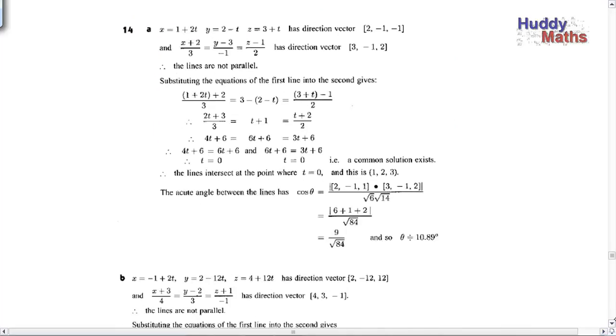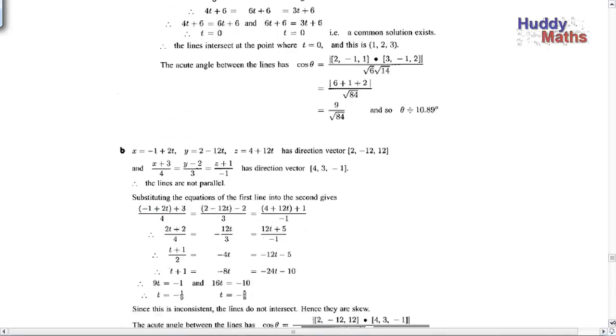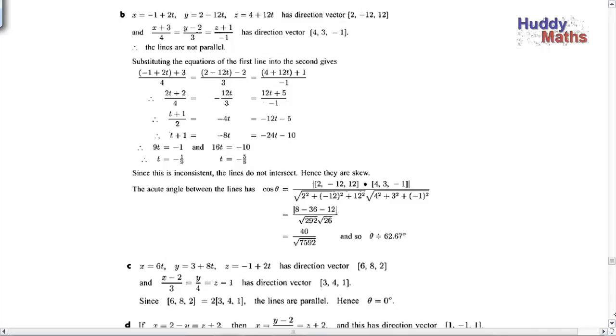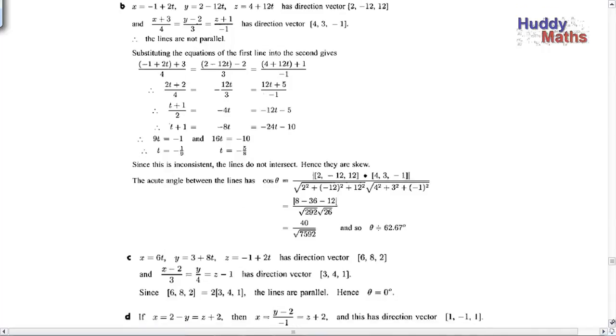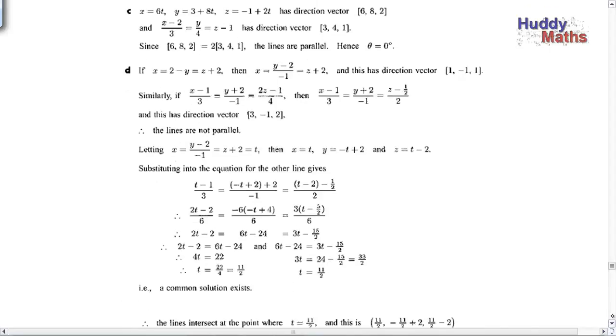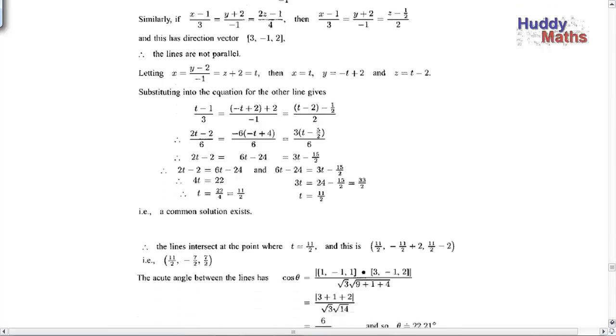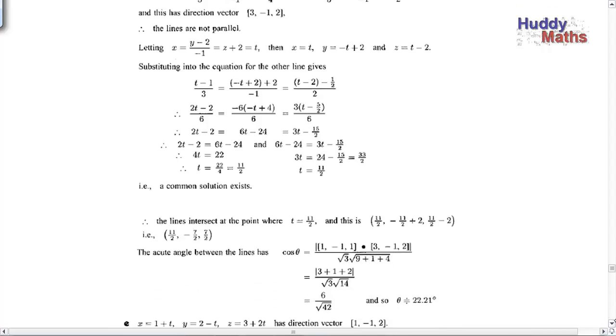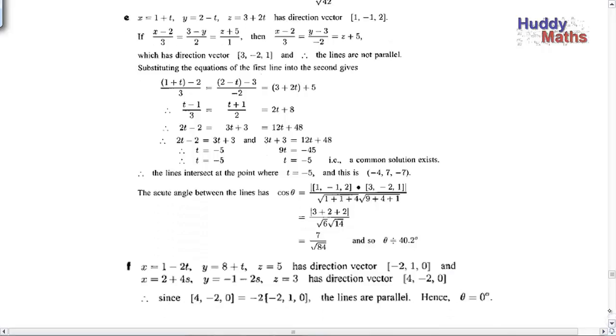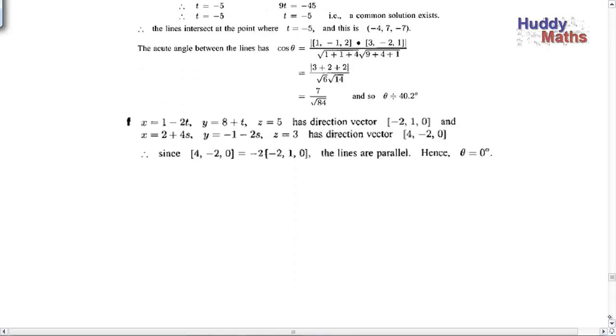Okay, so there's 14A. Go to B. C and D. Last part of D there. Go to E. There's E. And F. All right, we've got one little bit to do, and that finishes up for lines in space.